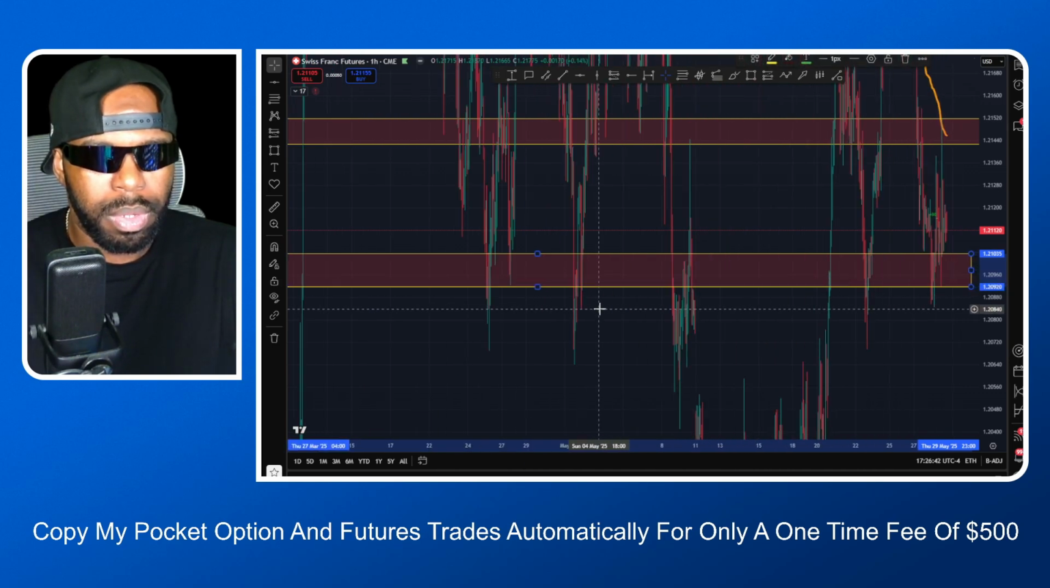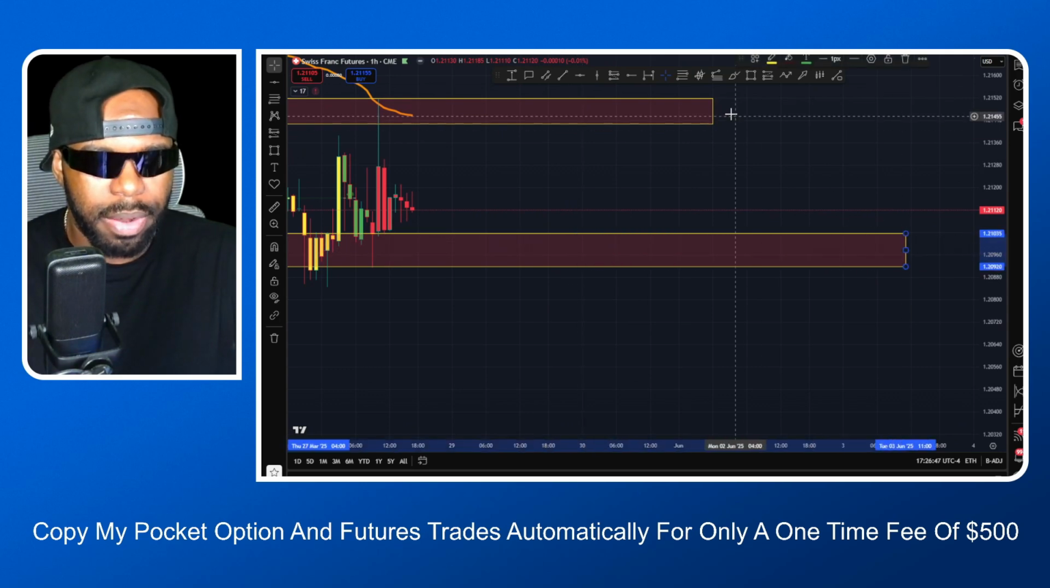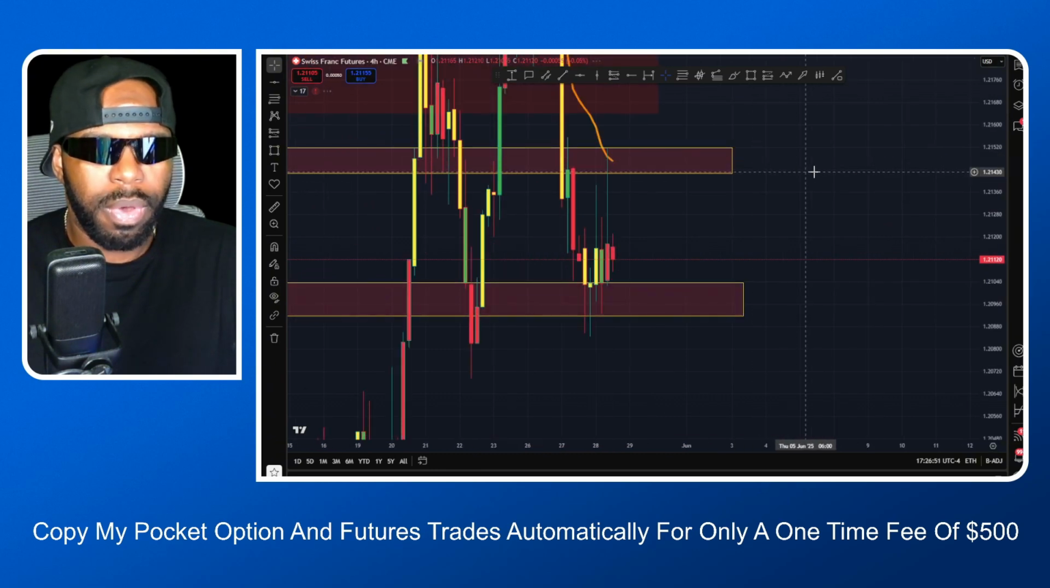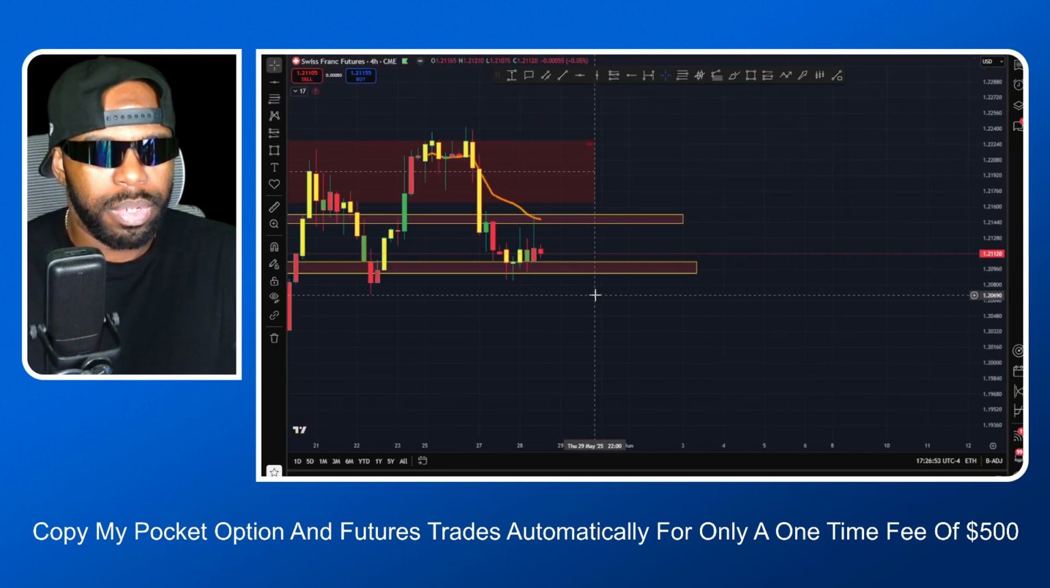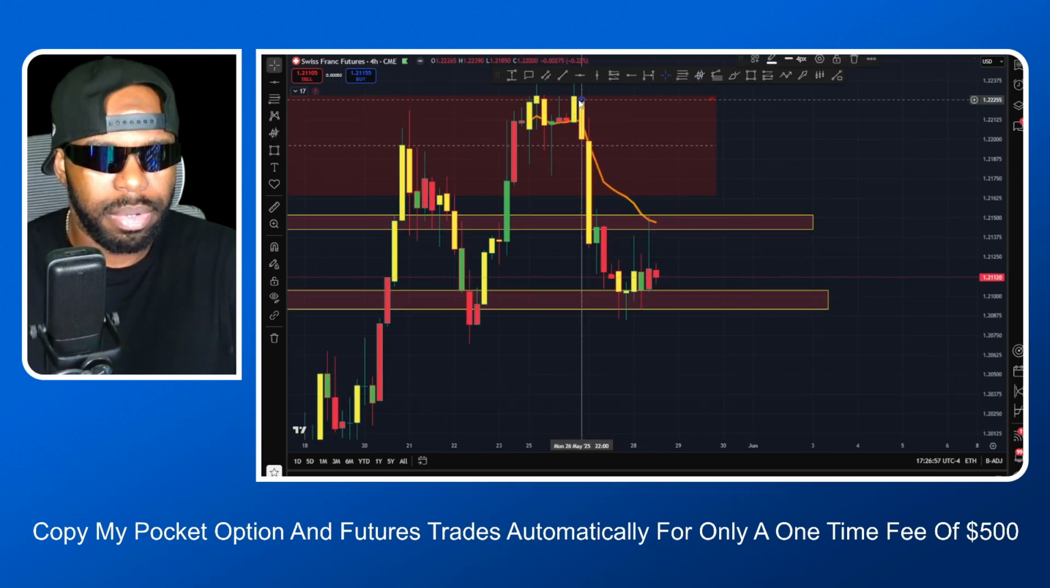There we go. Now, when tomorrow comes, I'm gonna look at the higher time frame first here. That way we can see what type of trend we're in. Go to the 4-hour here. We're definitely in a downtrend, all right? We're creating lower lows and lower highs here.